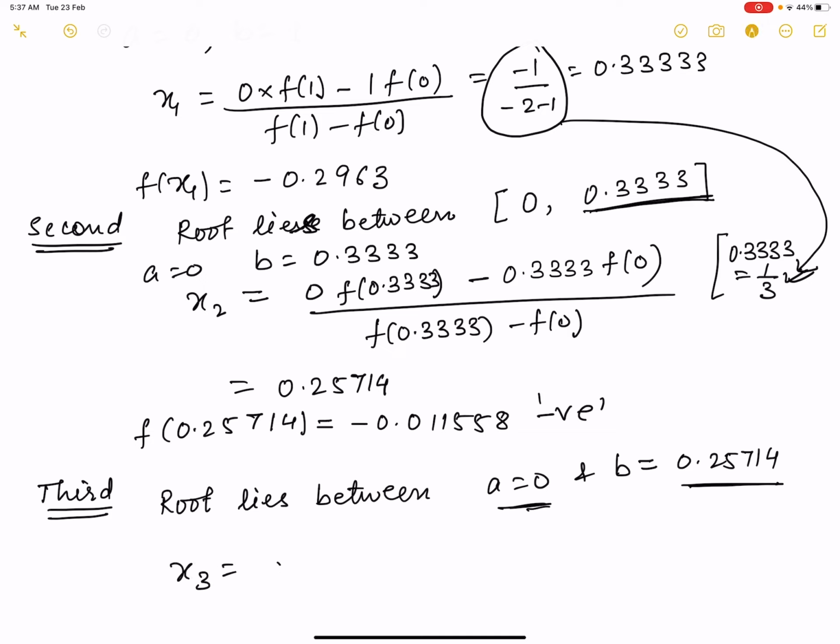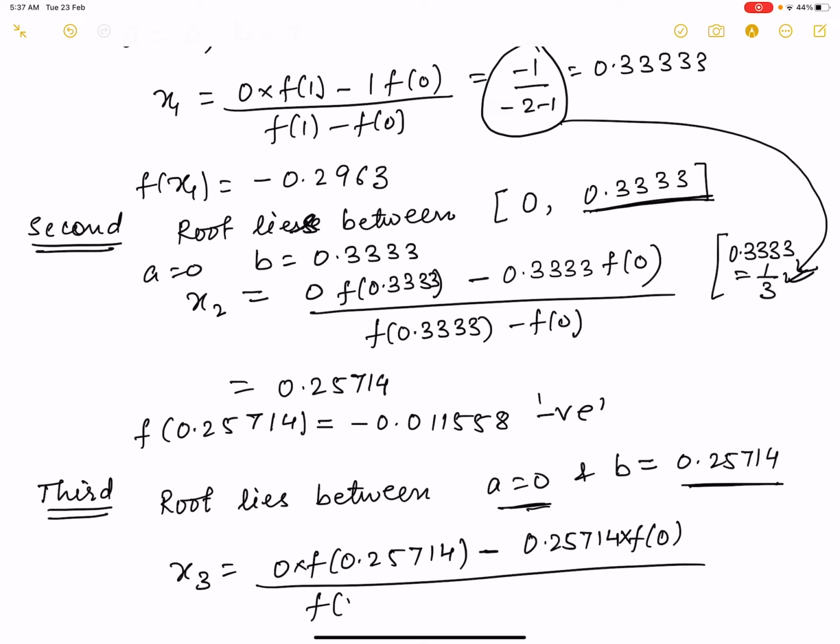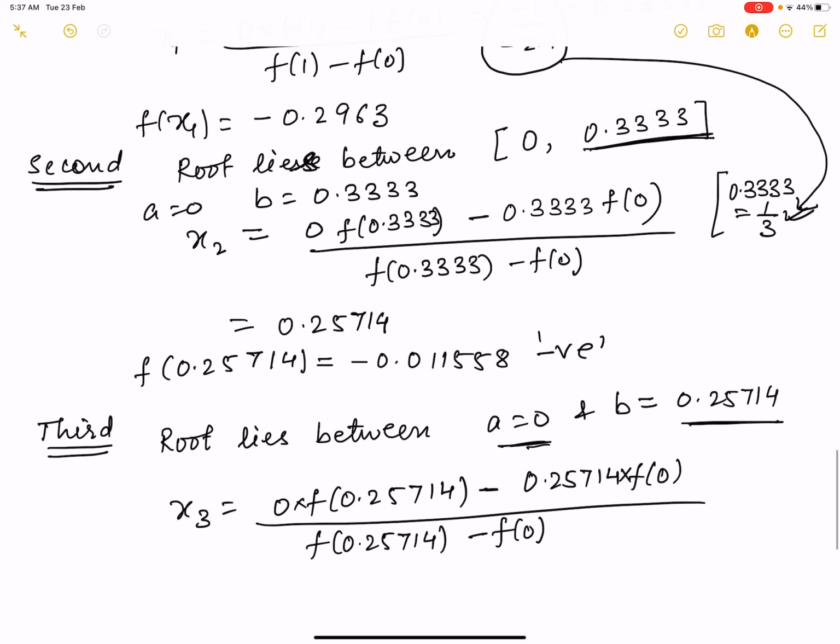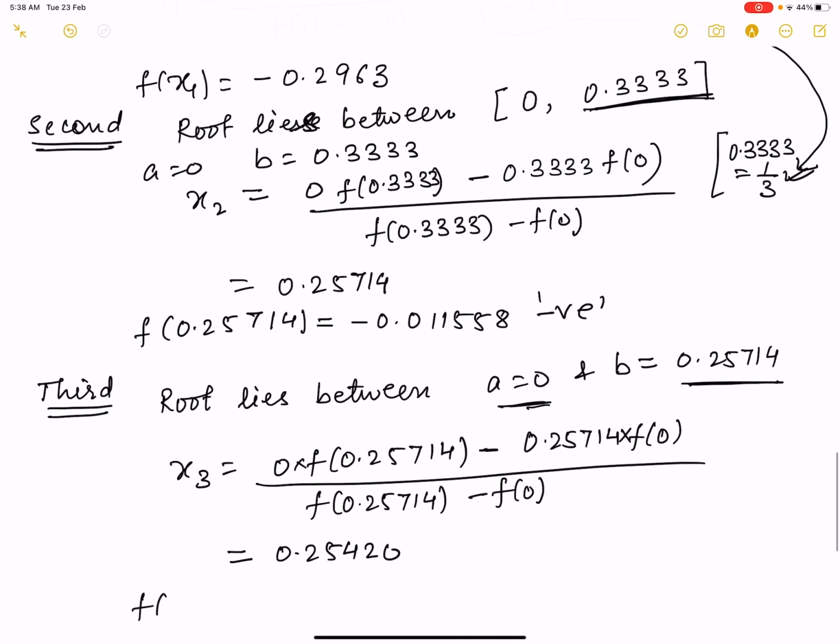Now our third iteration: 0 times f(0.25714) minus 0.25714 multiplied by f(0), divided by f(0.25714) minus f(0). When you calculate this, the value is coming out to be 0.25420. Find the value of the function at 0.25420, and you will get it as negative, minus 0.123033742.